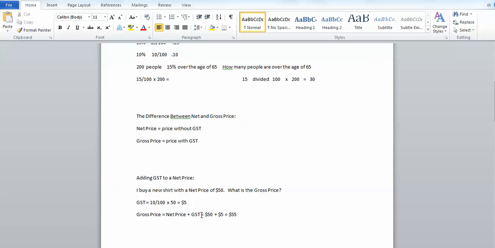Let's say we wanted to add GST to the net price. We've got an example there. I'll buy a new shirt with a net price of $50. What's the gross price? Well, the GST is going to be 10%, that's the rate of the GST always, 10 divided by 100, multiplied by the $50 net price to give you $5 for the GST. Then to calculate the gross price, you add that net price with the GST to get a $55 shirt.